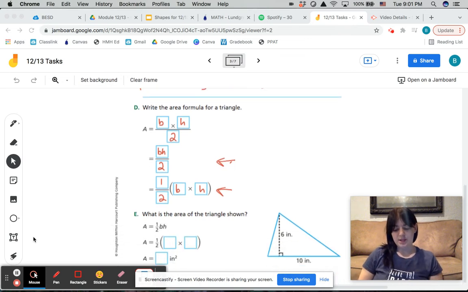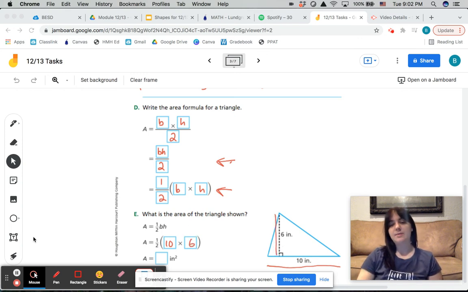Okay, so let's use this. In this last part, let's use this knowledge to figure out what the area of the triangle shown is. We have the triangle on the right. If the area is 1/2 times BH, then let's plug in what we know. We have our base, which is this 10, and our height, remember, is that line that's 90 degrees to the base, which would be 6, okay?